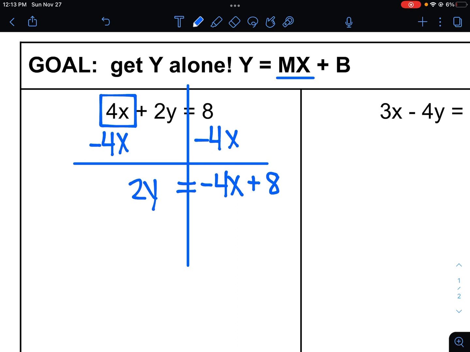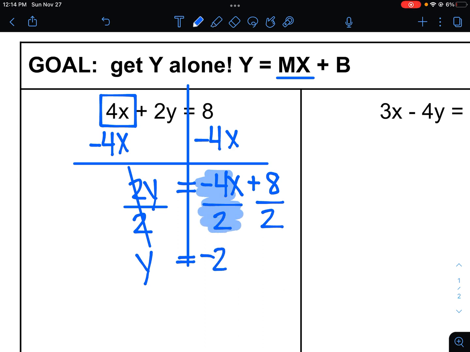And then our goal is still to get y by itself. So we have a coefficient of 2. So we're going to do the inverse and divide. And we're going to do that to every term in our equation. That makes our 2's simplify to 1 or 1y. Our 4 divided by 2 becomes a negative 2x. And then our 8 divided by 2 becomes a positive 4. So we have y equals negative 2x plus 4.